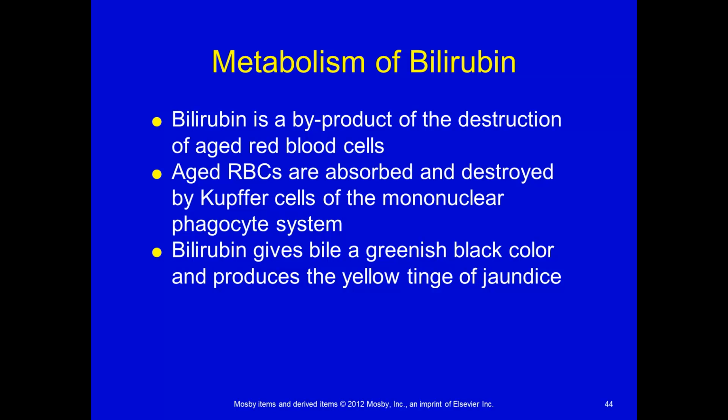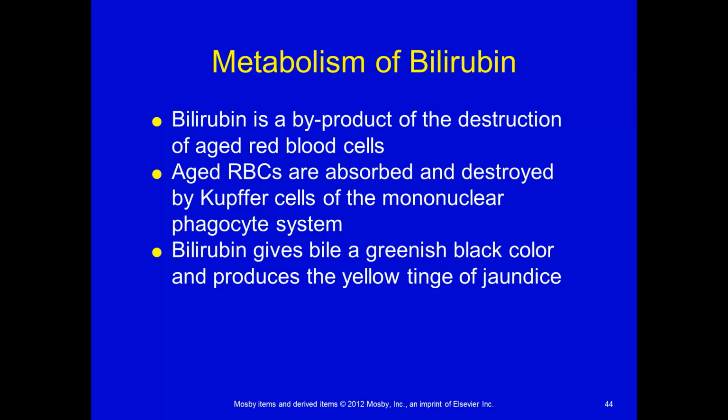And then, last but not least, the metabolism of bilirubin. So we've talked about bile and its importance in the GI system, but we haven't really discussed bilirubin. To be clear, bilirubin is a byproduct of the breakdown of old or aged red blood cells. Old red blood cells are absorbed and destroyed by those Kupffer cells in that mononuclear phagocyte system that we talked about a couple of slides ago.